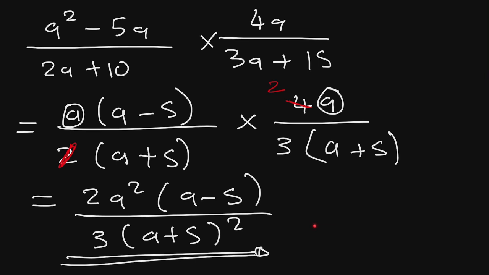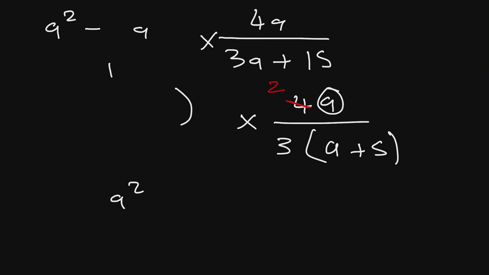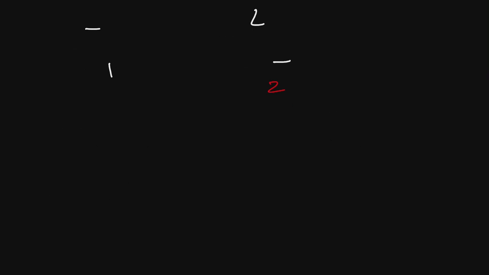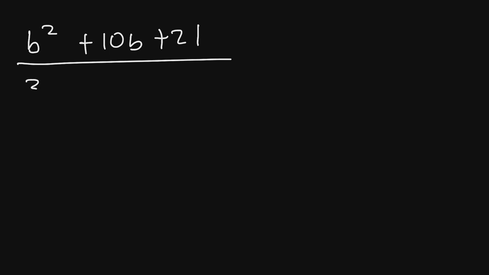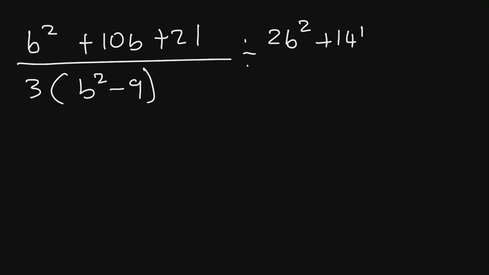So now let us move on to look at if we have a division sign. Let's say, for example, we have b squared plus 10b plus 21 all divided by 3 into b squared minus 9, divided by 2b squared plus 14b all divided by 30b squared minus 90b.